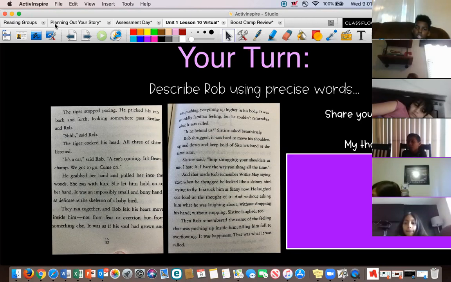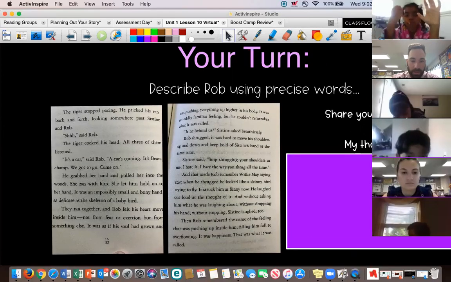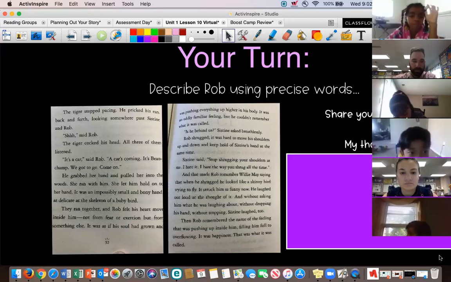So what are some ways we could describe Rob in this scene? You could say what things he's acting like. You could say something that's his personality, whatever comes to mind. But what are some ways we could describe him? Ania, thanks for raising your hand.